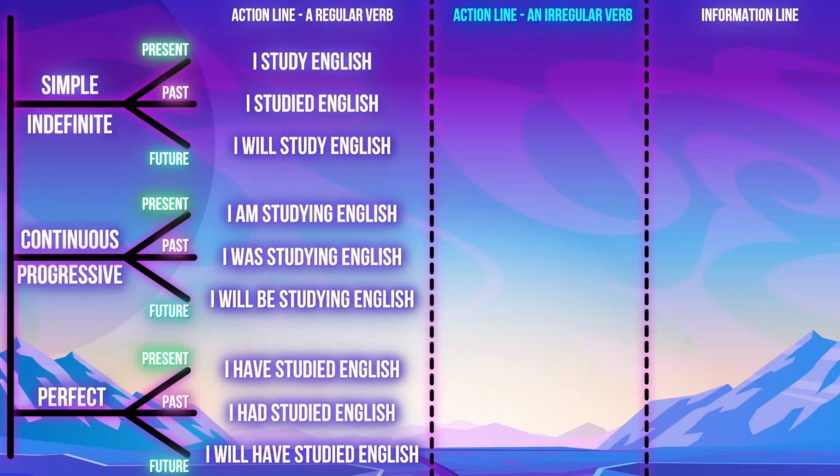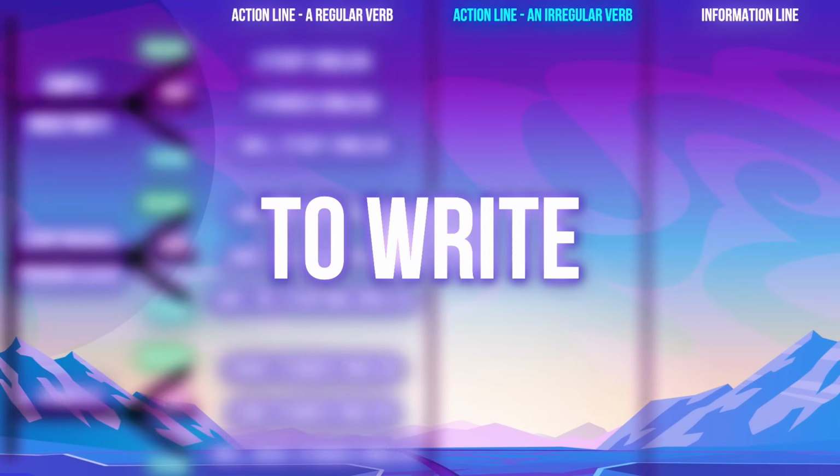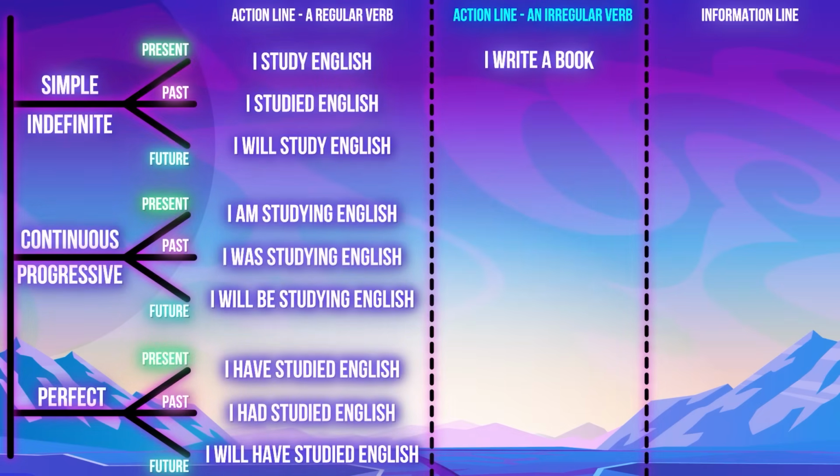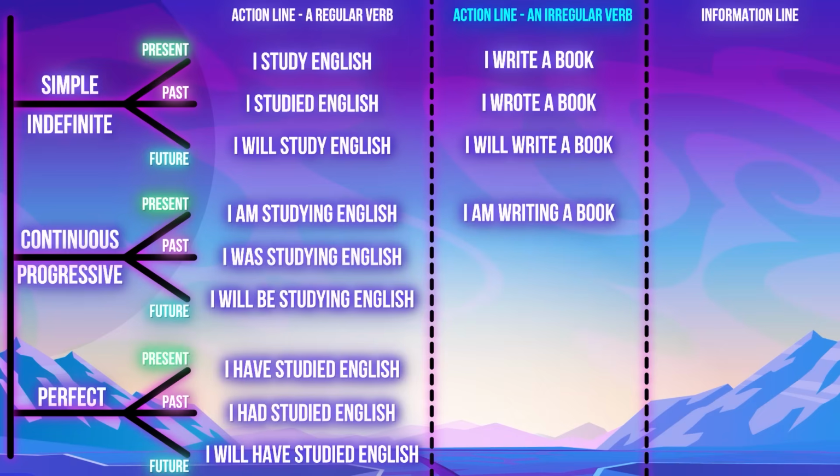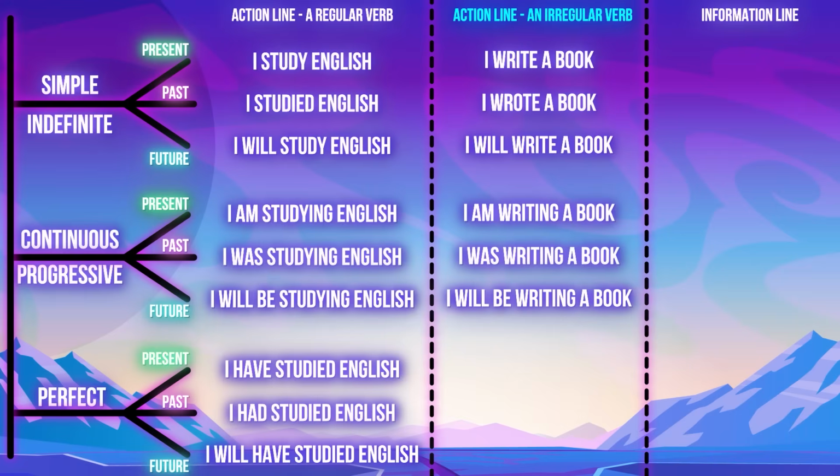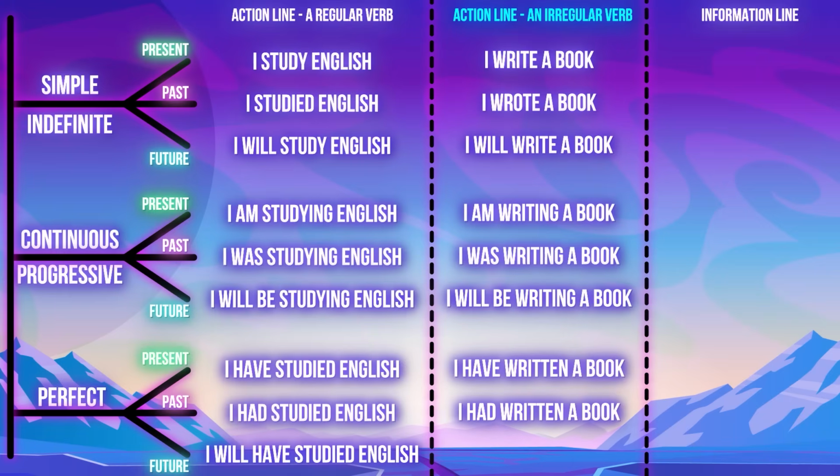Let's do the same with an irregular verb. Let's use to write. I write a book. I wrote a book. I will write a book. I am writing a book. I was writing a book. I will be writing a book. I have written a book. I had written a book. I will have written a book.